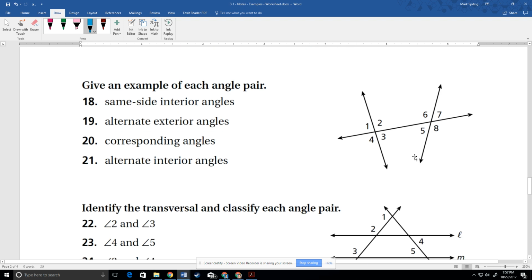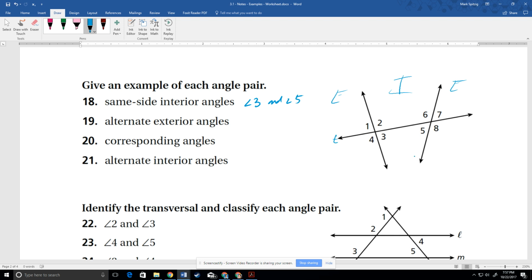All right, down here, we want to give an example of each. So same side interior angles, let's just say angle 3 and angle 5, right? Those are on the same side, right? We have the interior here, we have the exterior here and here. So interior on the same side as my transversal, which I'll just put T there.